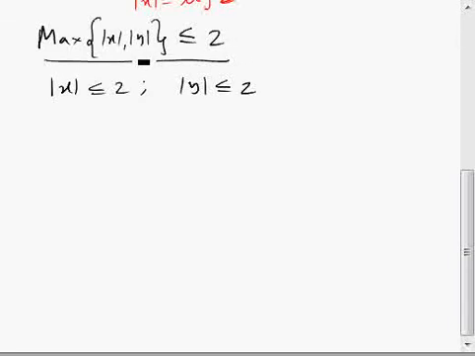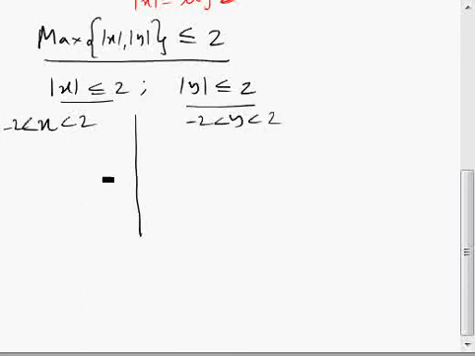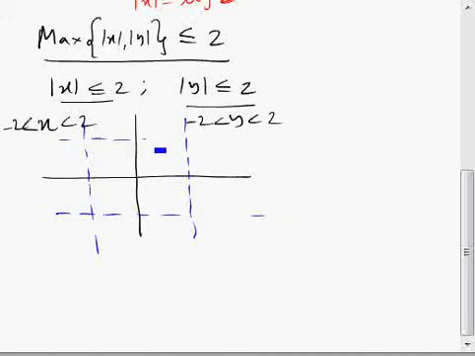So we can say both of them are less than or equal to 2. Now |x| ≤ 2 means x lies between -2 and 2, and this means y lies between -2 and 2. So you can see we'll get a square: x lies between -2 and 2 and y lies between -2 and 2. Less than means inside this, so the area bounded is the square.